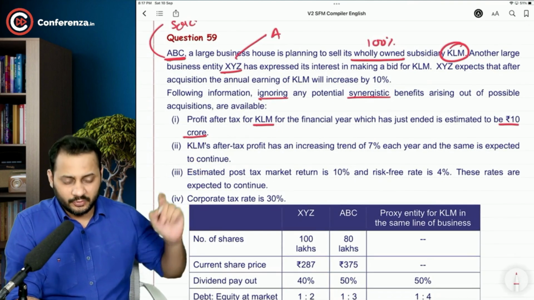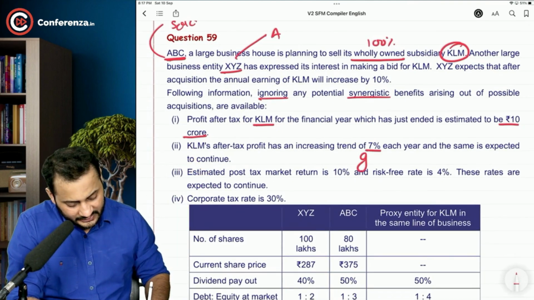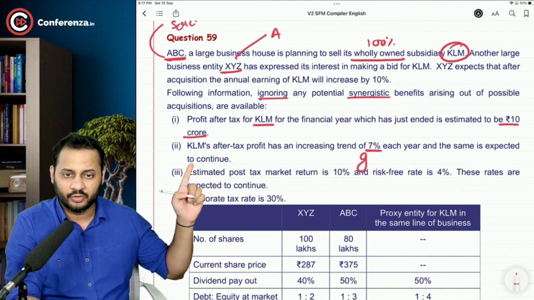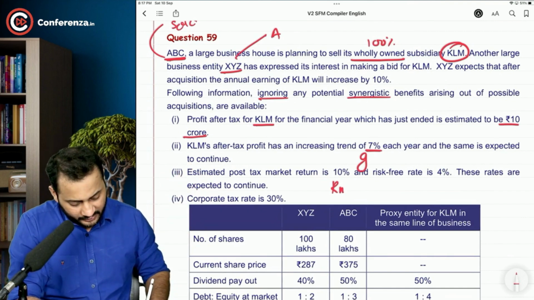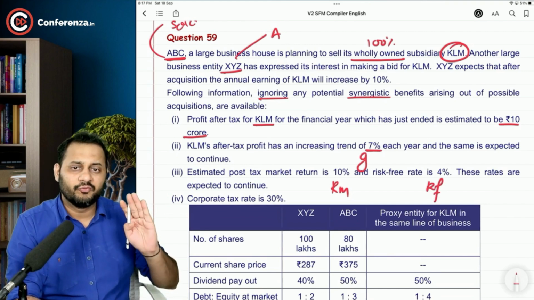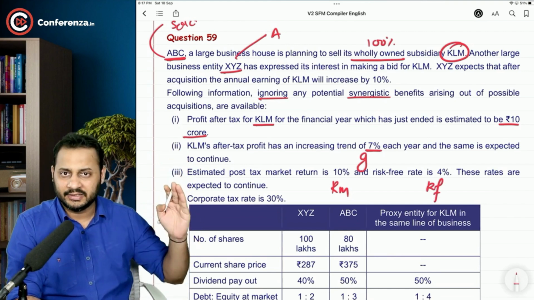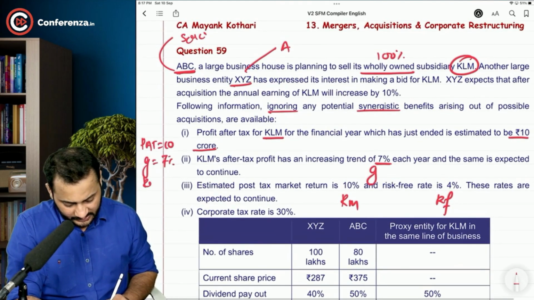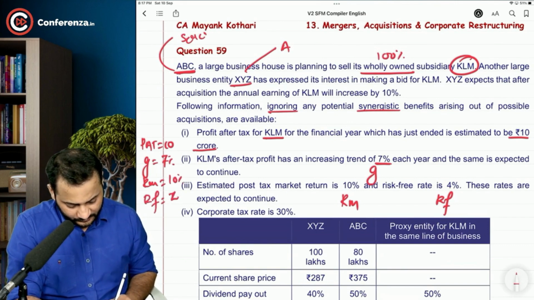KLM's after-tax profit has an increasing trend of 7% each year and the same is expected to continue. This will be your growth rate. Market rate of return is 10%, risk-free rate of return is 4%. That's it. 4 items are given in these 3 details. First of all, the profit after tax 10 crore, growth rate 7%, market return 10%, risk-free return 4% and the tax rate 30%. That's it, nothing else.